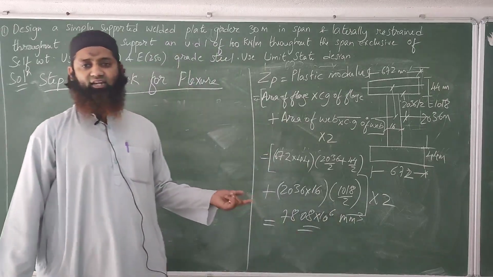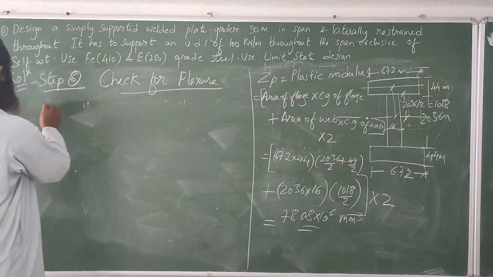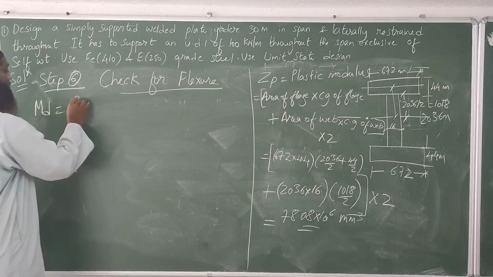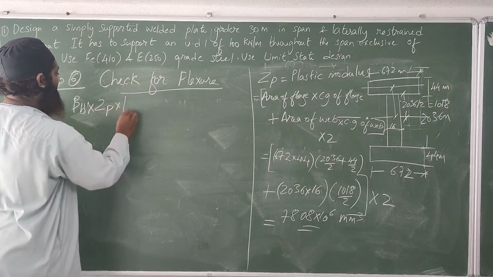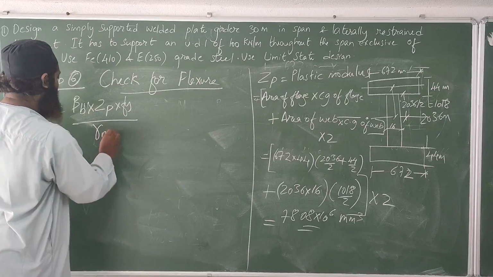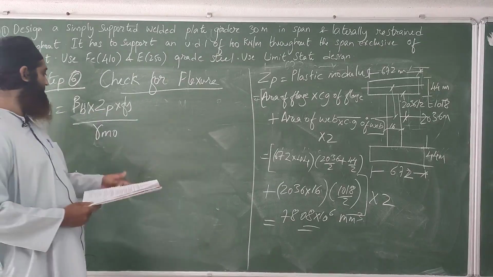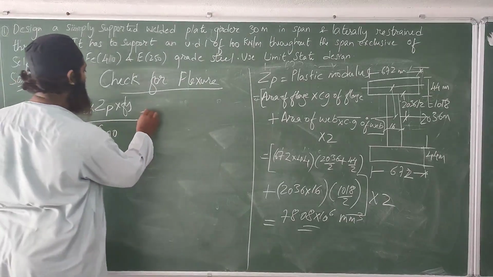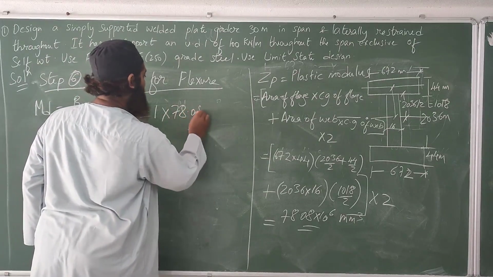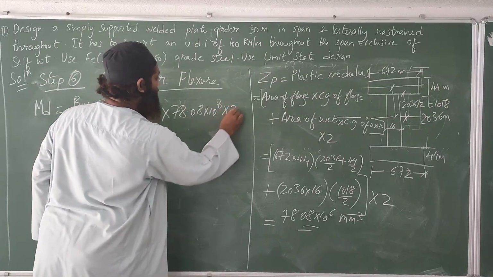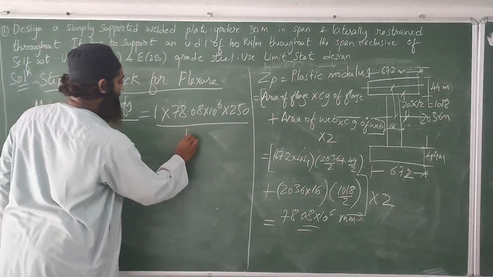You can please check it, no problem. I'll just substitute these values here. MD is equal to BB into ZP into Fy by gamma M0. BB is 1 as I had told you, and this I got as 78.08 into 10 to the power of 6 into 250 by gamma M0, which is 1.1.